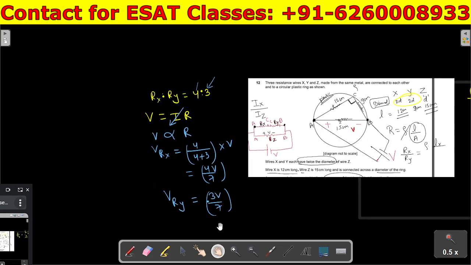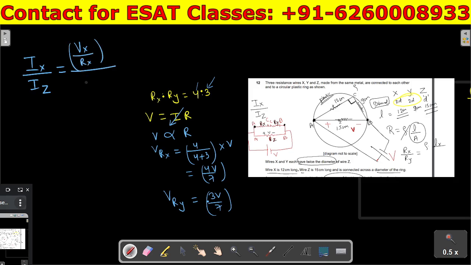Now we have to find the current in X. Now we have to find Ix upon Iz. Very simple. What is the Ix? Current in X resistor. According to Ohm's law, it should be V upon R. Which V? Vx, the voltage across X, upon resistor of X. So this will give you the Ix. Iz is Vz, the voltage across Z, upon R of Z, isn't it? So when you simplify this, we will get Vx upon Vz into Rz upon Rx. Are you getting this?